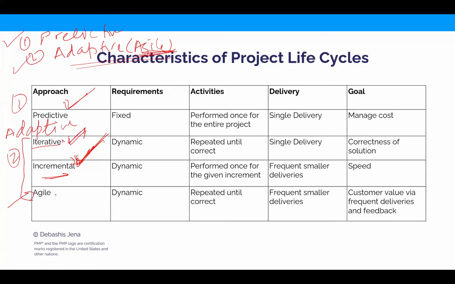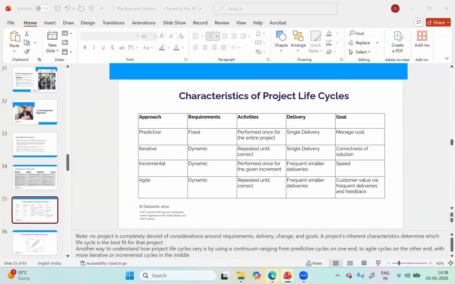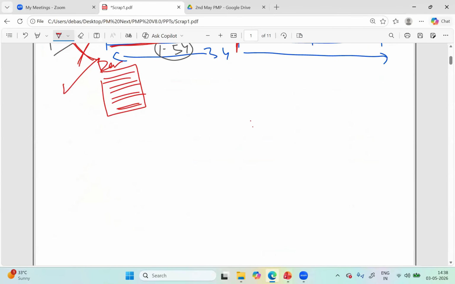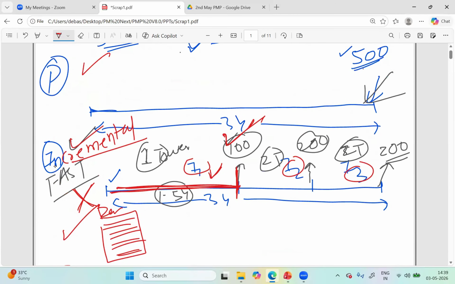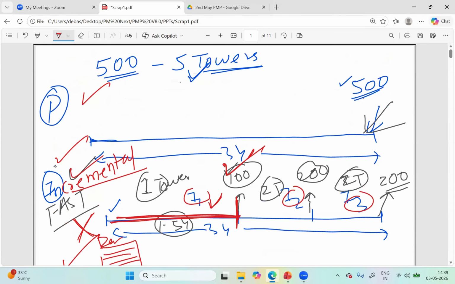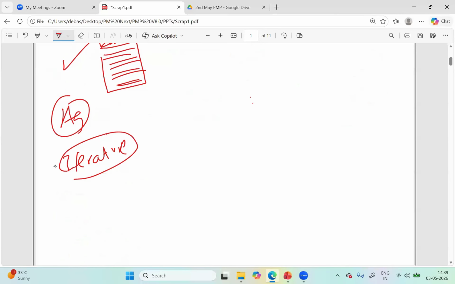Can you please repeat your question about that residential project for agile? How will I use agile in my residential complex? How do we do agile and how do we do iterative? Let's look at these two. If you remember, I talked about how to apply predictive and incremental on the residential complex. I hope everybody understands. Now we look at how agile and iterative are to be applied.